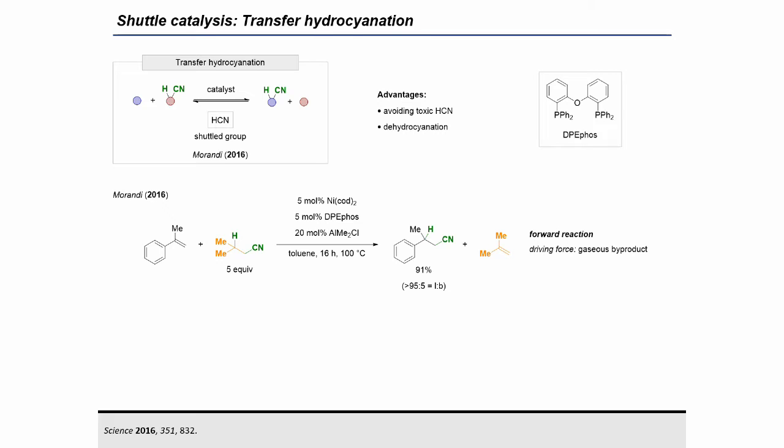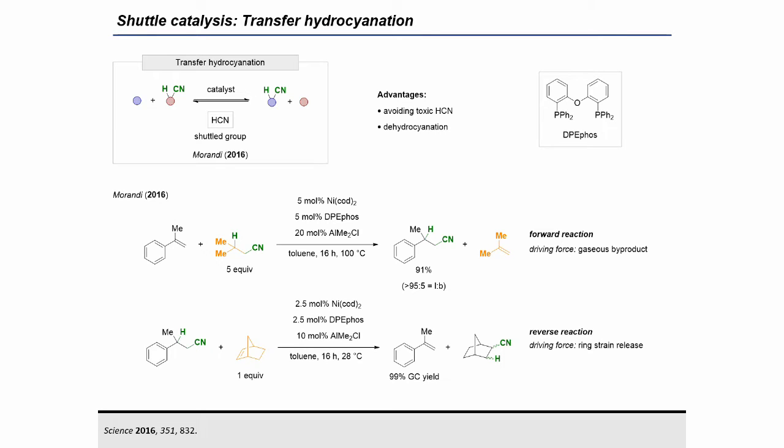The authors could show that due to the intrinsic reversibility of the overall reaction, the dehydrocyanation of aliphatic nitriles could also be achieved under the same catalytic system using norbornene or norbornadiene as the sacrificial HCN acceptor molecule. To drive the equilibrium towards the defunctionalization, the ring strain release upon the transfer of HCN to norbornene was exploited.